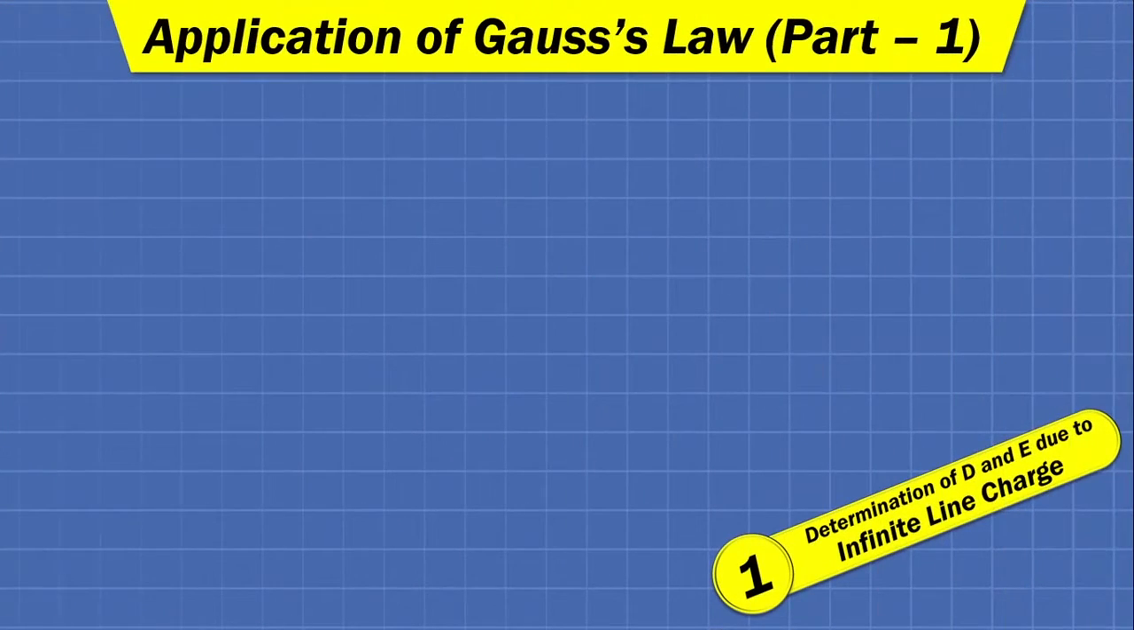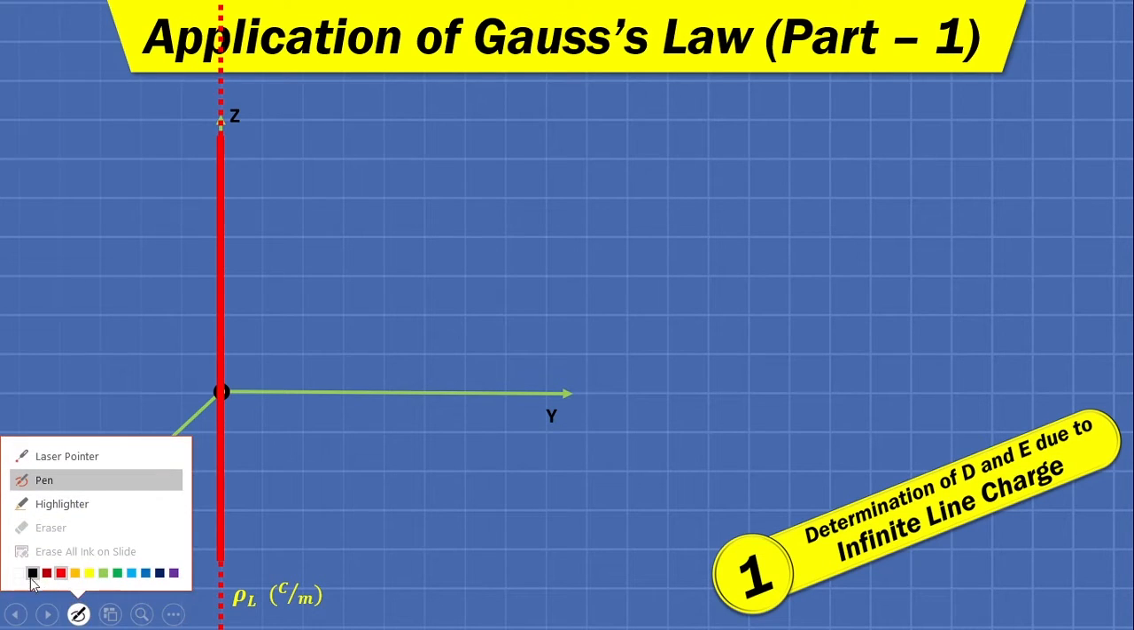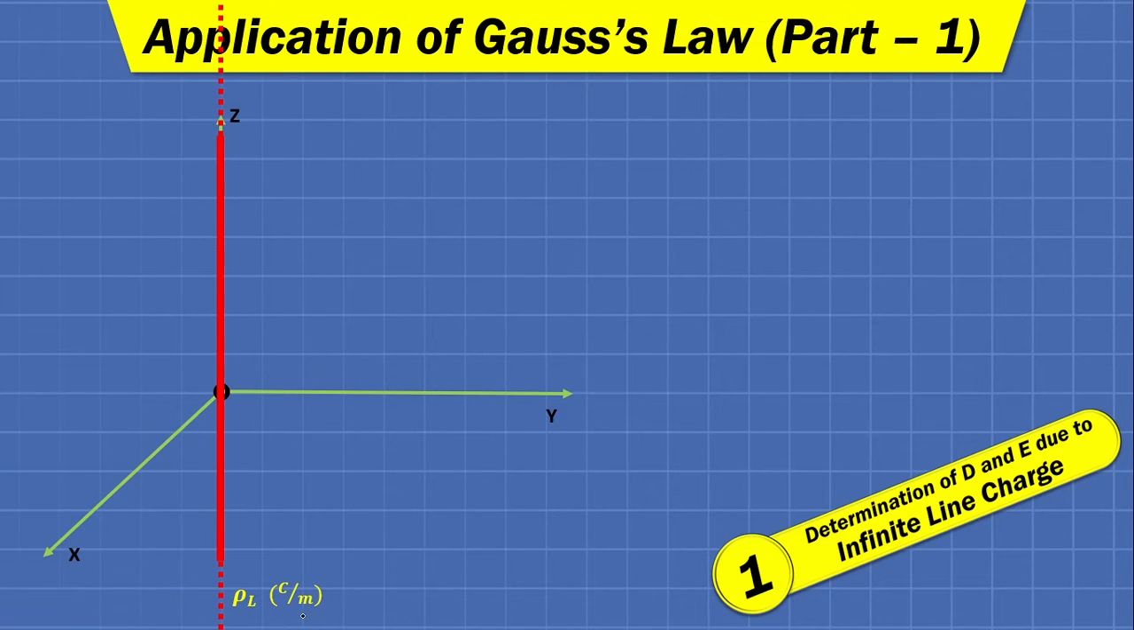To find the field intensity or electric flux density, we are going to apply Gauss's law to determine these things due to infinite line charge. For the convention we have taken a Cartesian coordinate system with x, y and z axes. As you can see, I have plotted the infinite line charge with line charge density rho L coulomb per meter, and this infinite line charge extends from negative infinity to positive infinity on the z axis.